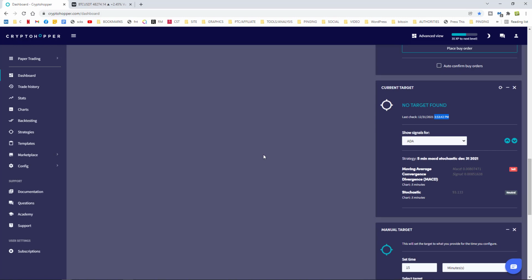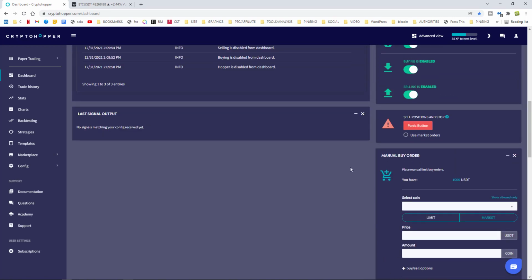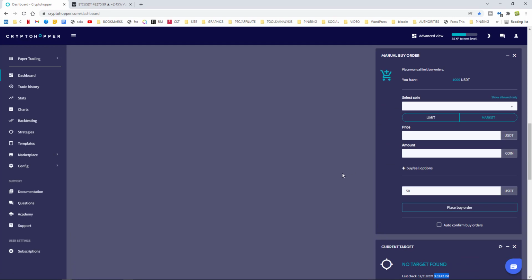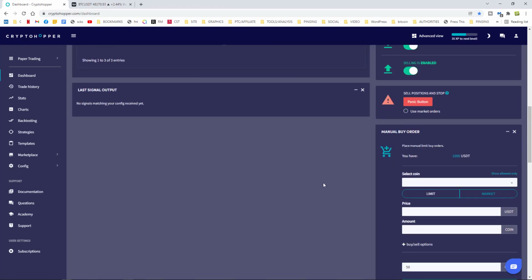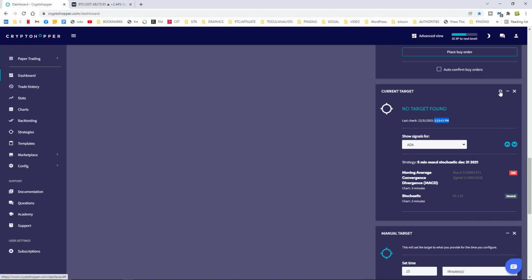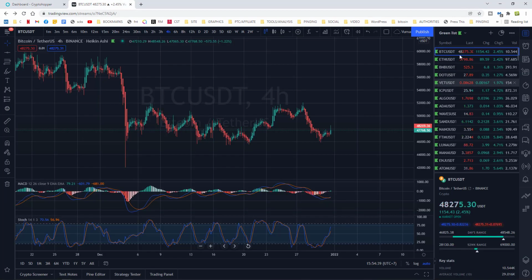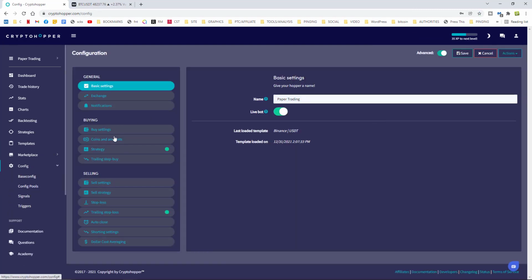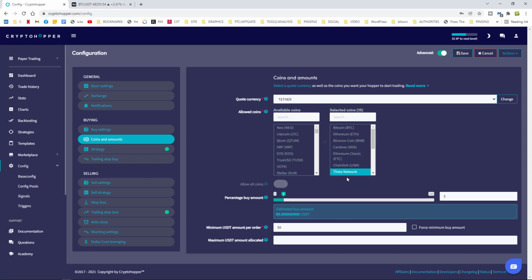Alright, so this is going to scan, because this is the paper trading bot, which is Pioneer. It's set to search every 10 minutes. So every 10 minutes it's going to scan each of the coins that you've chosen in your config. It's going to scan all of these coins. It won't scan these. It will scan all of these coins.